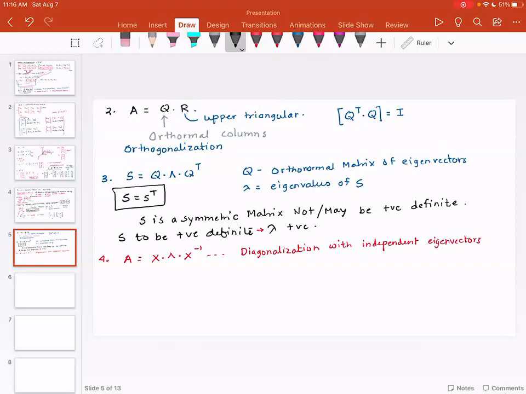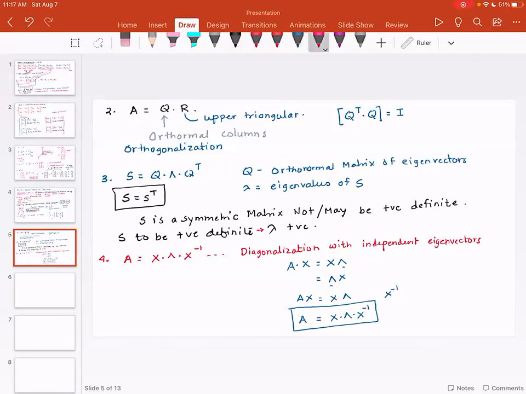So what do I mean by diagonalization with independent eigenvectors? Think about the eigenvalue problem that we briefly talked about in the last class. The problem was AX is equal to lambda times X. Basically we talked about this diagonalization problem, and this could be written as X lambda, but since lambda is a diagonal matrix, you can change the order. So X lambda is equal to AX. You multiply left and right side by X inverse. So this becomes A equals X lambda X inverse. So this is the diagonalization problem.